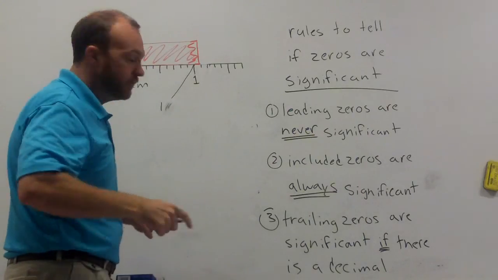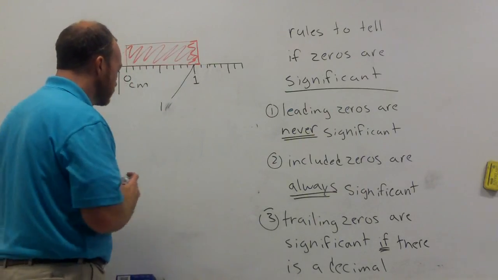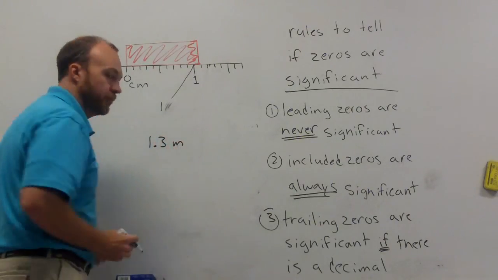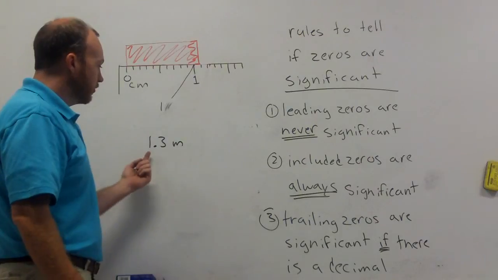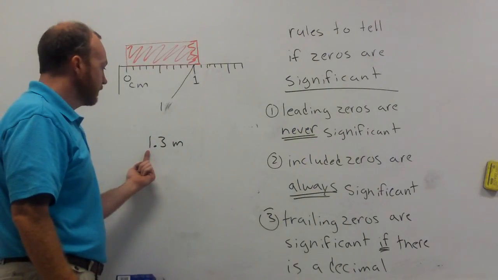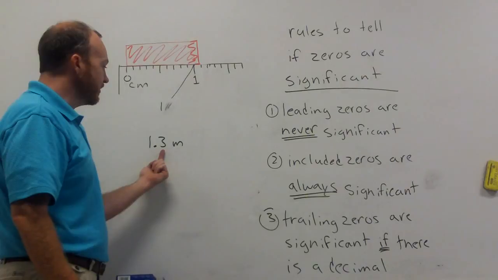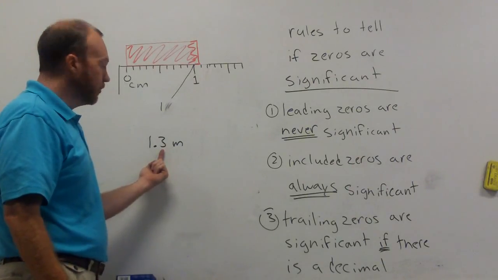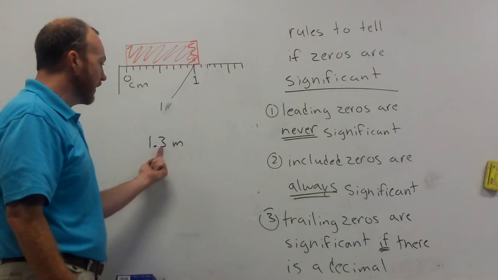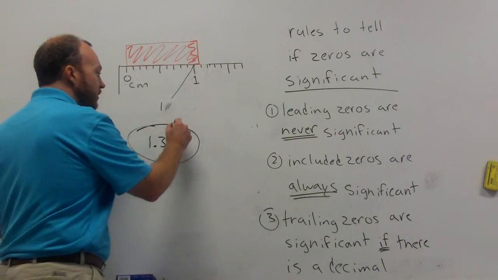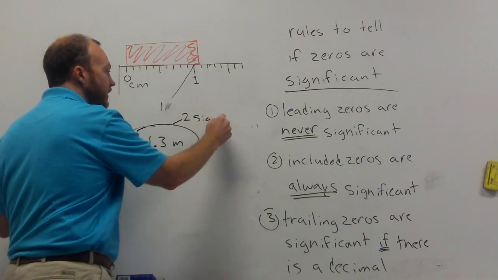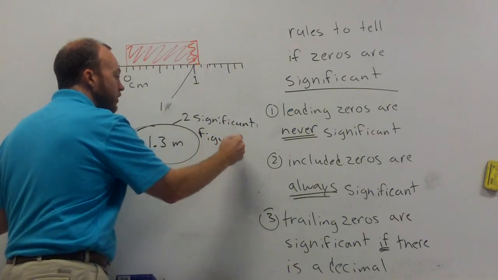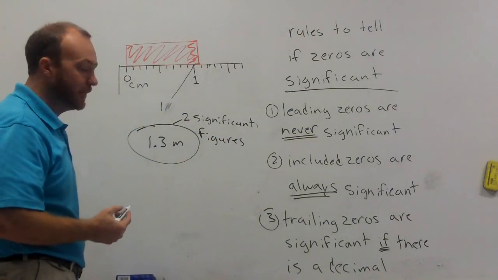So let's say I start off and I have a measurement here that is 1.3 meters. So I measured this exactly. I know it's at least a meter, and I estimated this. It's in between 1.2 and 1.4 meters. I guessed 1.3. So this is something I measured. This is my estimate. Both of these digits are significant. So this has 2 significant figures.